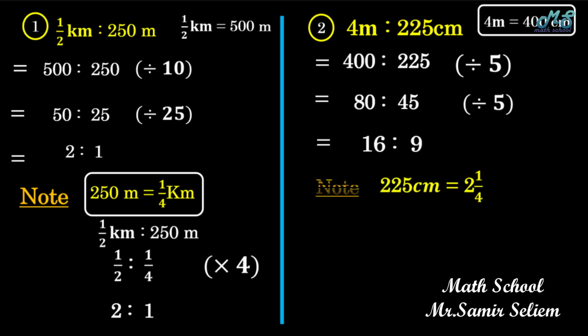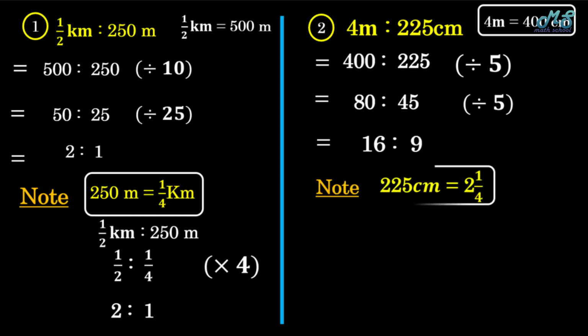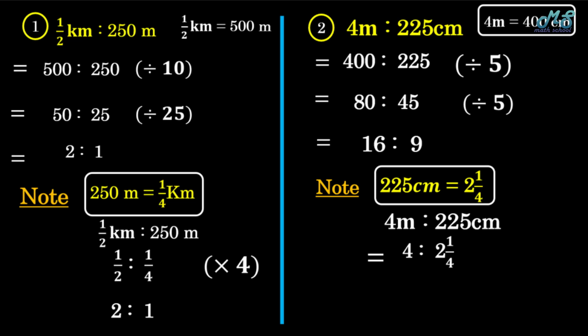Note, we can write 225 centimeter as 2 and 1 over 4 meter to be the same unit. Now 4 meter to 225 centimeter equals 4 to 2 and 1 over 4. Write 2 and 1 over 4 as an improper fraction as we studied before, equals 9 over 4. Now it equals 4 to 9 over 4. Multiplying both sides by 4, we get 16 to 9, the same ratio.